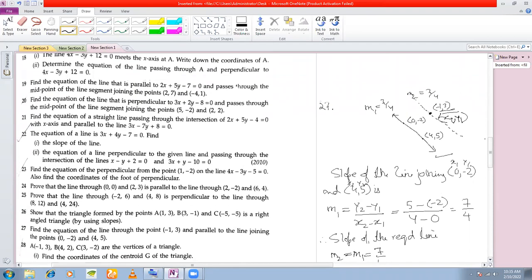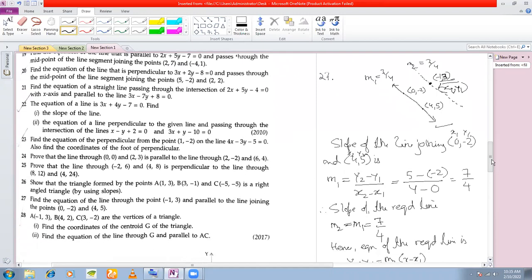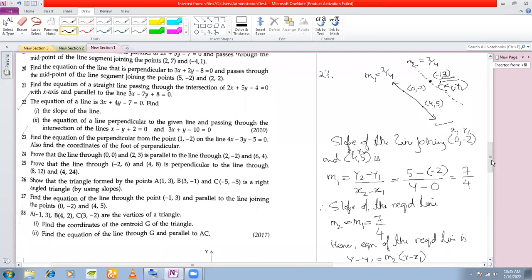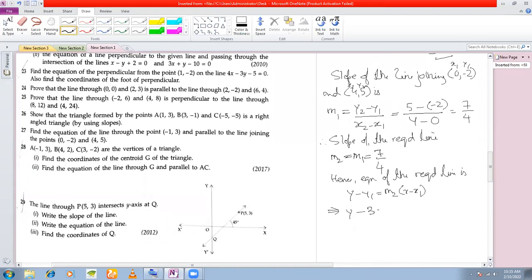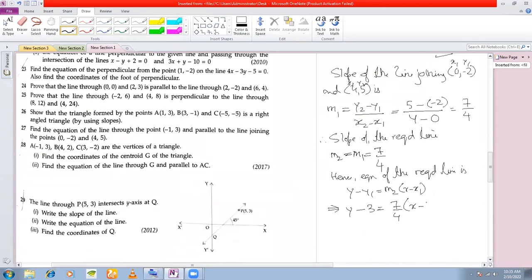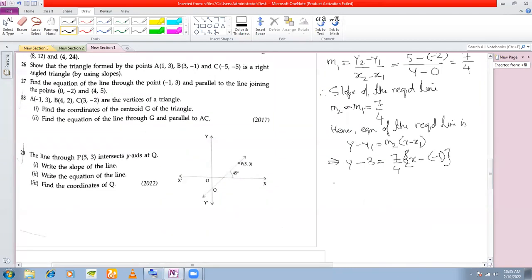3. Sorry, this is 3, not 7. This is 3. Okay. So y1 here is 3. m2 here is 7 by 4, x minus, and x1 here is -1. You can put curly brackets here. Okay, now you can simplify and get the equation of the line. So you get 4 times y minus 3 is equal to 7 times x plus 1.